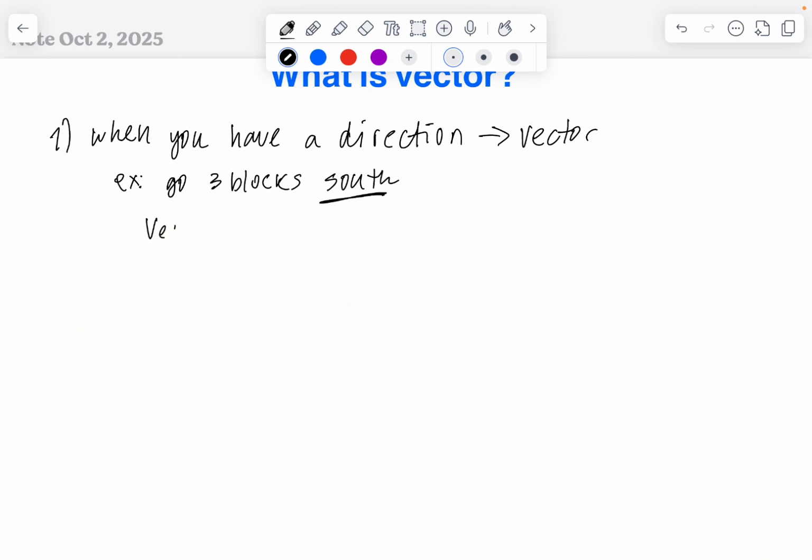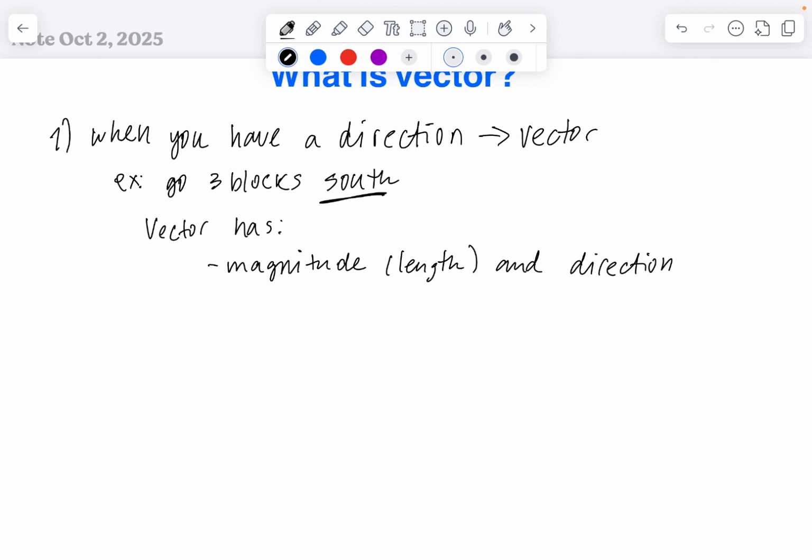So, a vector has a magnitude, or it's also called length, and a direction. So, for example, 3 blocks south, we can say 3 south, so magnitude and direction.